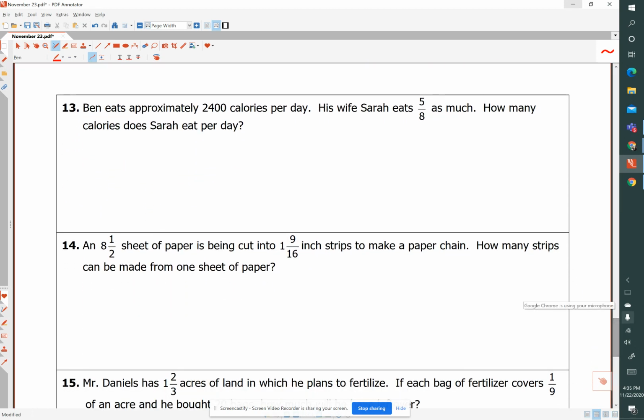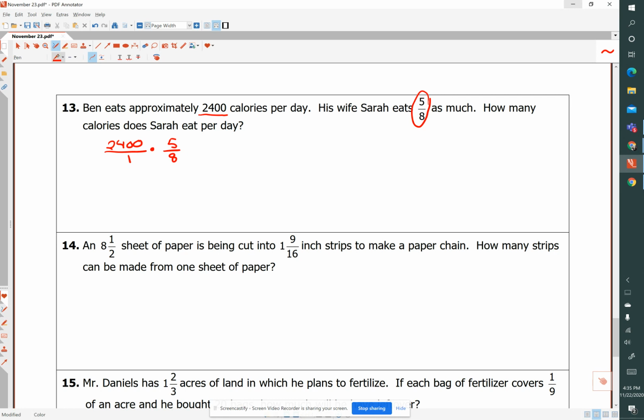So Ben eats approximately 2,400 calories a day. That's 2,400 calories. His wife Sarah eats less than him. She eats 5/8 as much. So anything less than 1 would be less than him. How many calories does Sarah eat? So we're going to multiply Ben's calories by Sarah's fraction. So 2,400 times 5/8, and we're going to put that over 1.